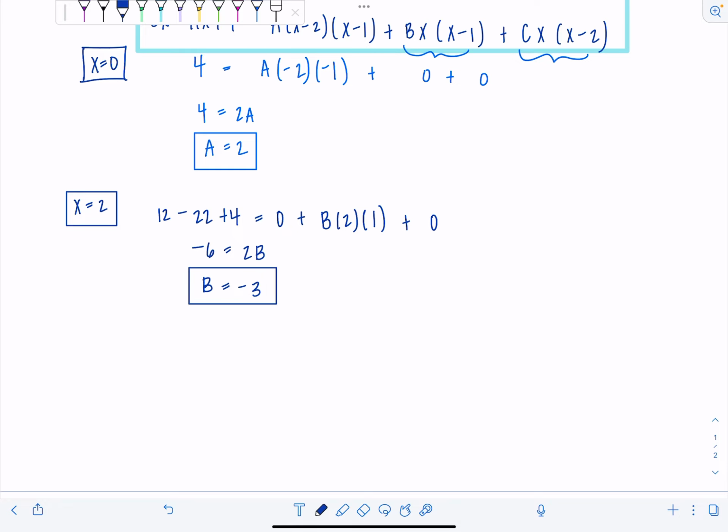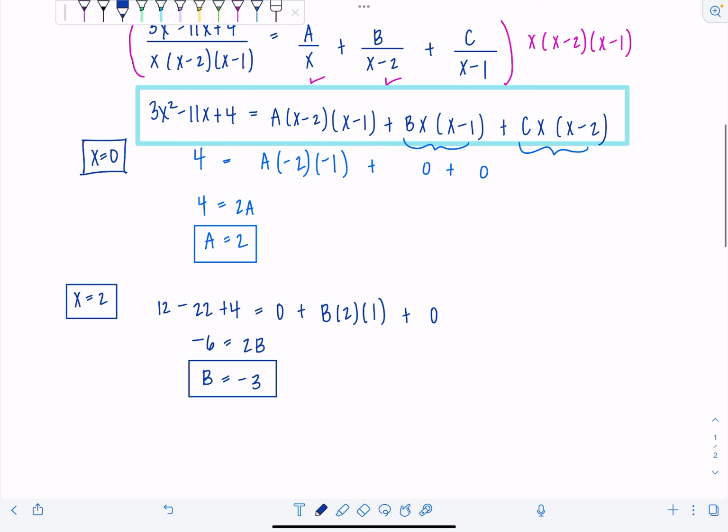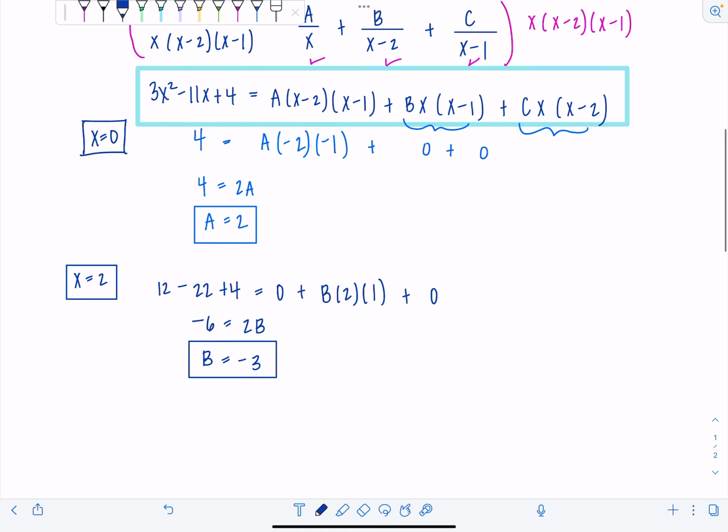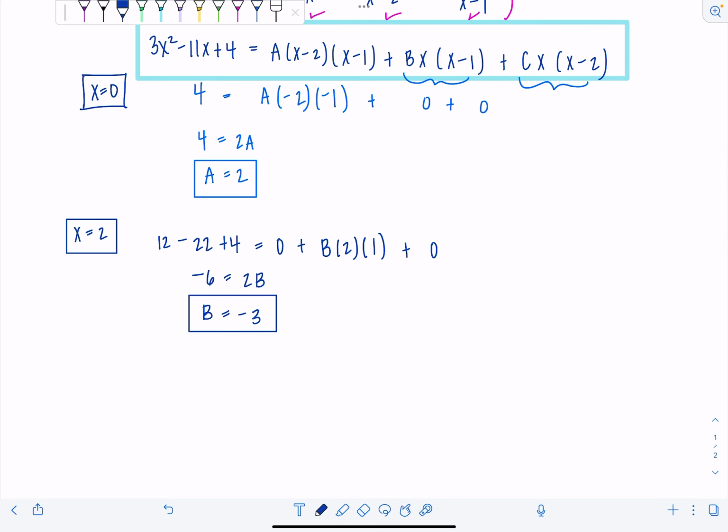Okay, almost there. Last one, what do we need to let x equal? Can you see? Why, yes, we need to let x equal 1. Bravo. So we're going to let x equal 1.